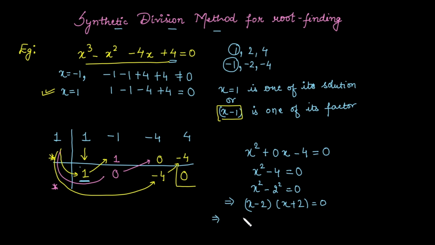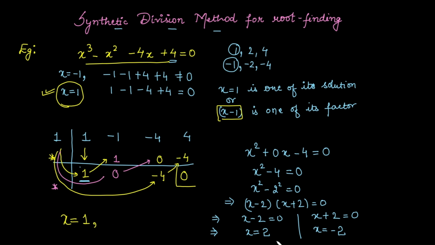So this implies either x minus 2 is equal to 0 or x plus 2 is equal to 0. From here we are getting the value of x is equal to 2, and from here x is equal to minus 2. So we have three solutions: one solution is x is equal to 1, second is 2, and the third solution is minus 2. So in this case, it has 3 roots, that is 1, 2 and minus 2.